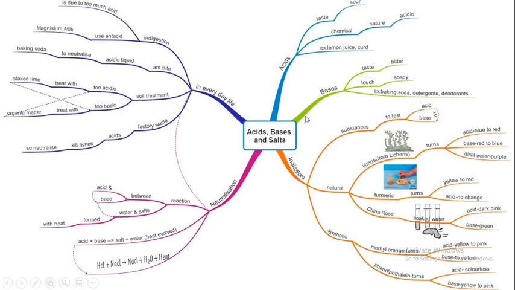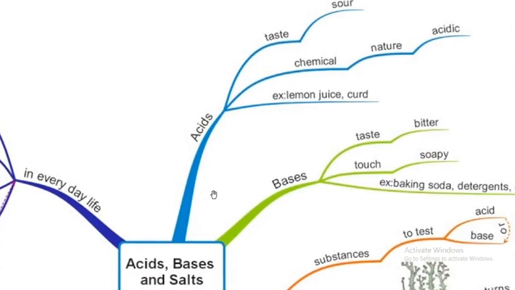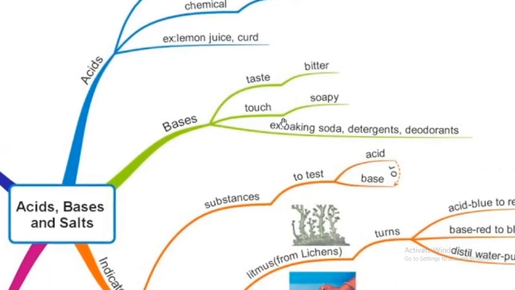If you see about acids, acids are sour in taste. Their acidic characters we have seen, which substances are classified as acids we have seen, and examples for them like juices, curd, some fruit items. By coming to bases, bases are bitter in taste. They are soapy to touch. Natural examples: baking soda, detergents, deodorants, surfactants. All these come under bases, we have seen.